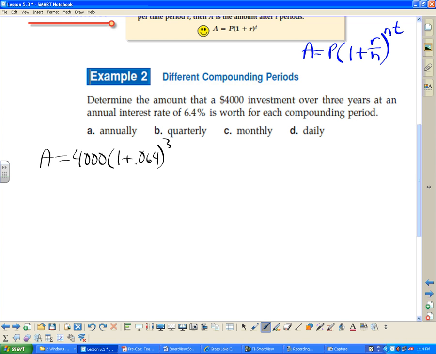If we're doing it quarterly, then A equals 4,000 times 1 plus 0.064 divided by 4, because it's 4 times a year, and then raised to the power of 4 times 3, for quarterly.